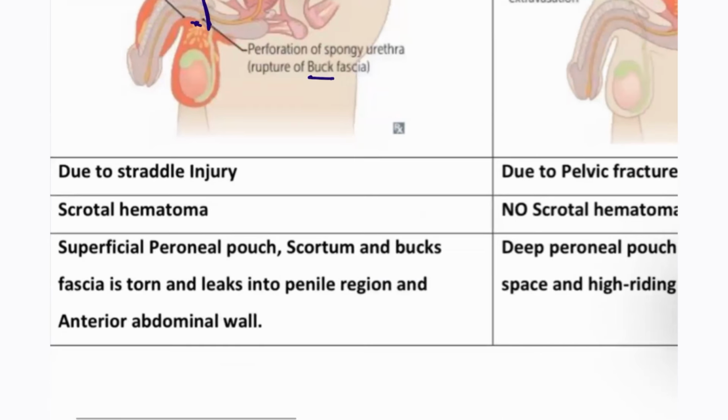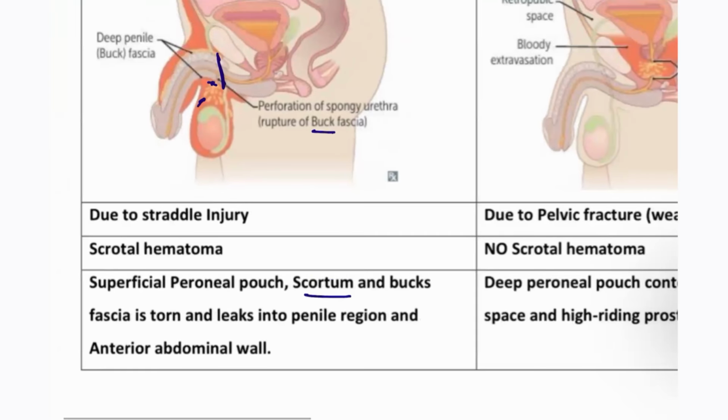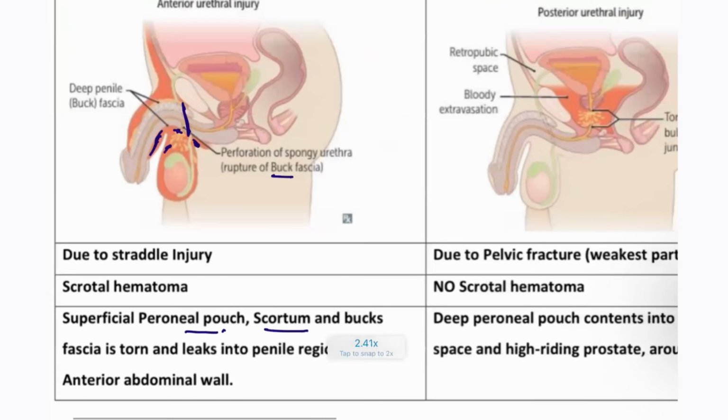So the urine will be leaked here into the scrotum, right? And also what happens is that it will be leaking here, and the backside of the deep penile, and also here. There will be a supraperitoneal pouch. Here also the urine is going to stagnate.